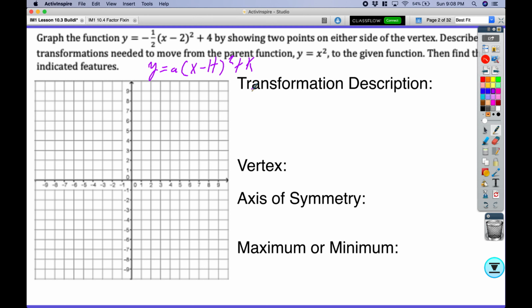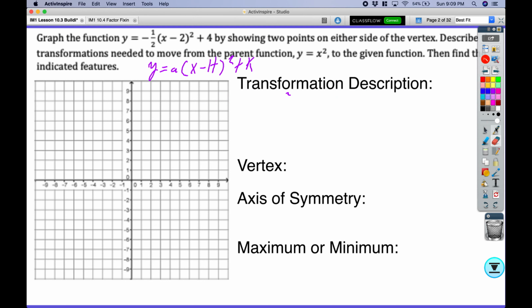So let's talk about a quick few of these. Remember, anything in the parentheses is going to move it left or right, and anything out here is going to move it up or down. Okay? And it's always the opposite inside the parentheses. So right here, let's go ahead and look at these step by step.